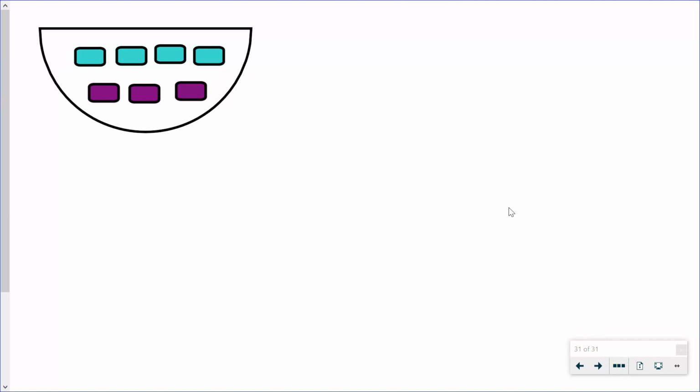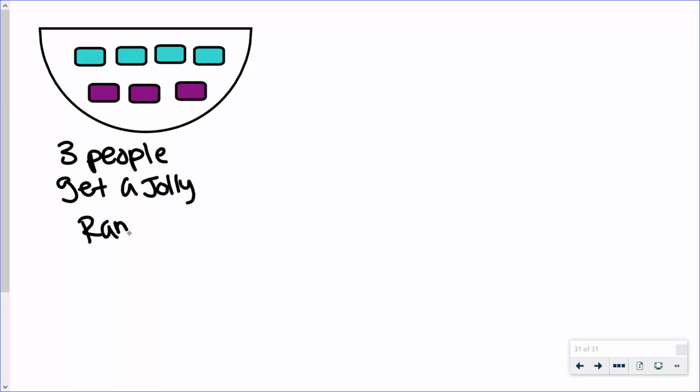We're going to do another example, this time with some Jolly Ranchers. And my thing is I want to have 3 people get a Jolly Rancher, which means that one person's going to draw a Jolly Rancher out, then another person, then another person. So I'm going to have 3 different stages to my tree.